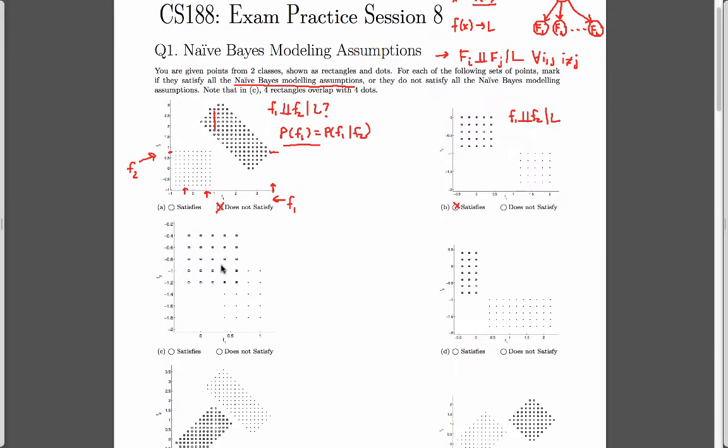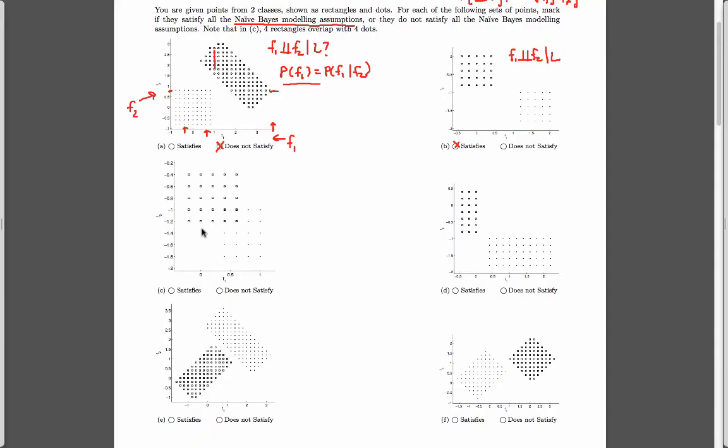Now let's move on to part C. In this case, we actually have some overlapping points, but that doesn't really change what we need to think about, because we're always considering the labels separately, either the label of being a square or the label of being a dot. In the case of the squares, it's this exact same thing as before, where we have a square. Therefore, knowing F1 doesn't tell us anything about F2.